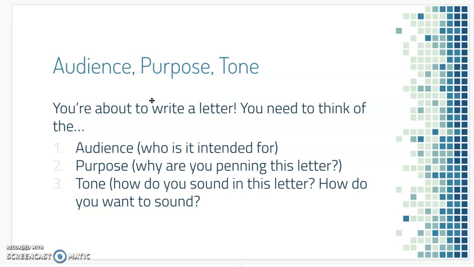And then the tone. How do you want this letter to sound? How do you sound in it? Because oftentimes we need to be very careful of the tone. The way that you may write may not come across correctly. It's hard to sometimes figure this out when we are not face to face with a person, so always just be wary of that.